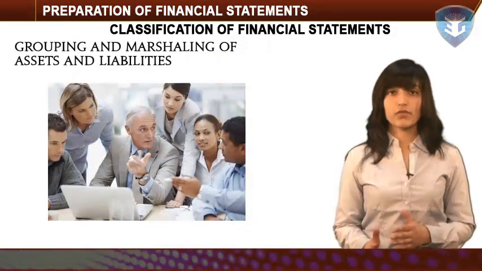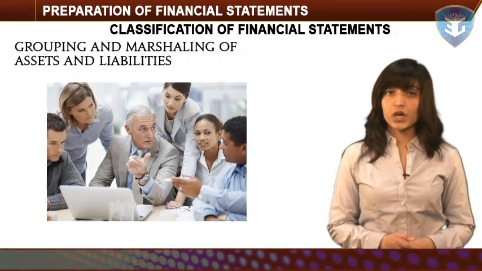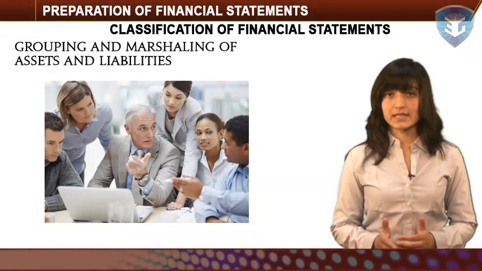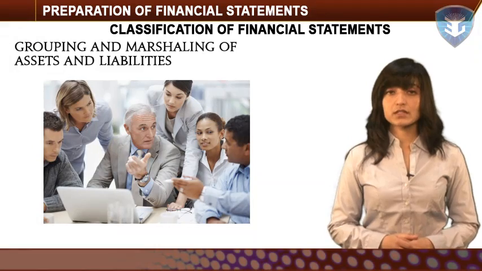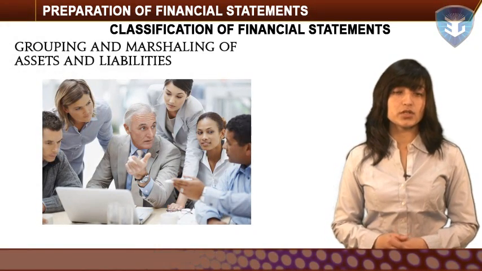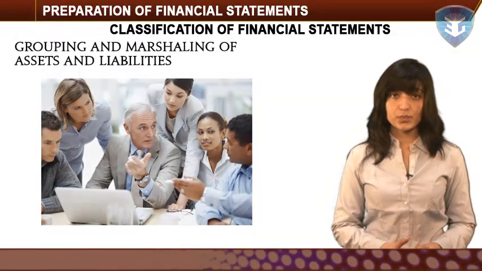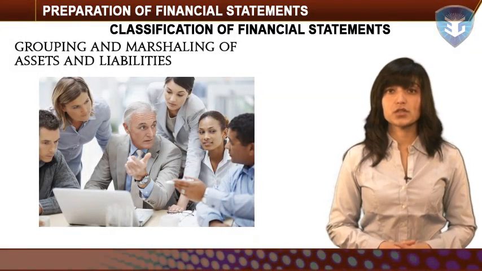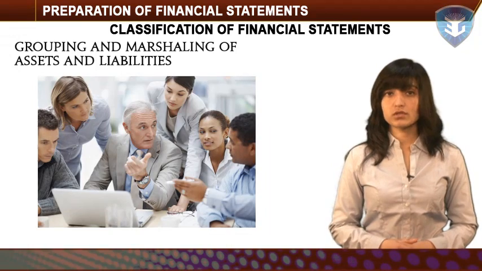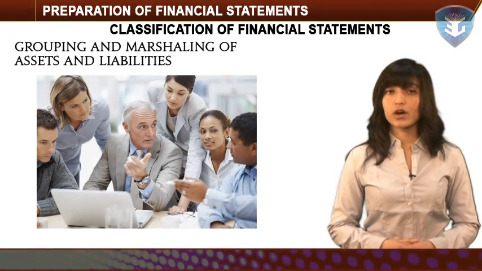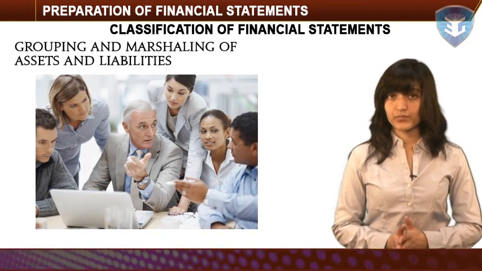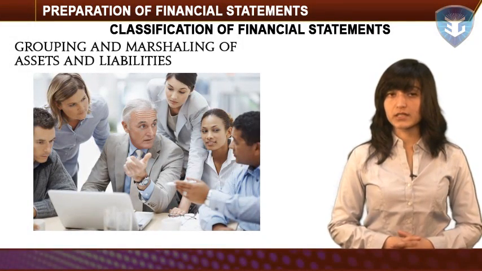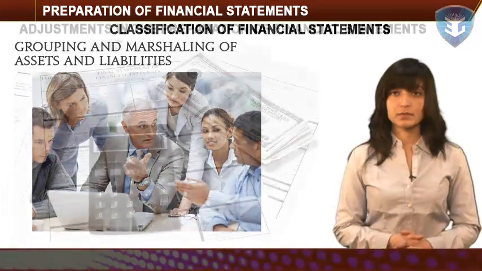Grouping and marshalling of assets and liabilities. According to the Institute of Chartered Accountants of India, ICAI, the arrangement of assets and liabilities in a particular order in the balance sheet is called grouping and marshalling of balance sheet. The term assets denotes all the economic resources of the business and includes all current and fixed assets. On the other hand, the term liabilities denotes all the claims made against the assets of the business.